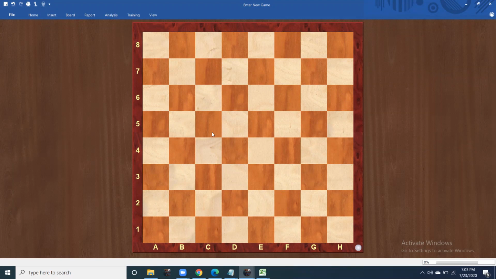So now we will learn. I have just given an example of how chess notation is very useful. There are many uses of it. So let's go ahead.